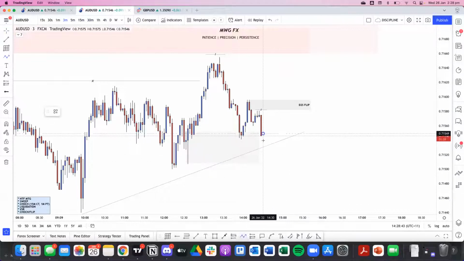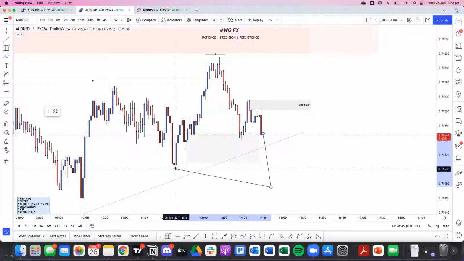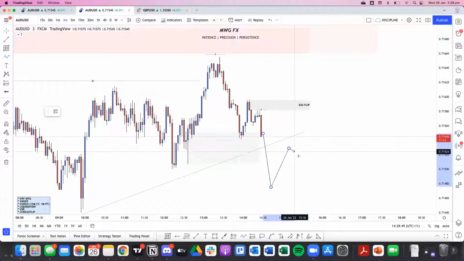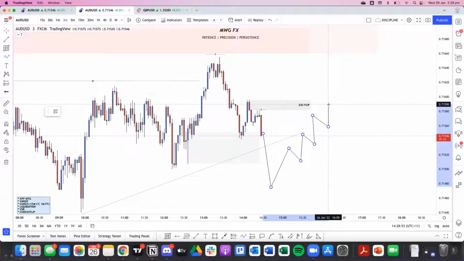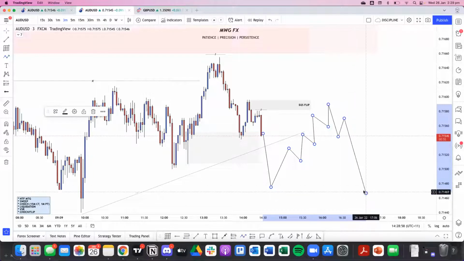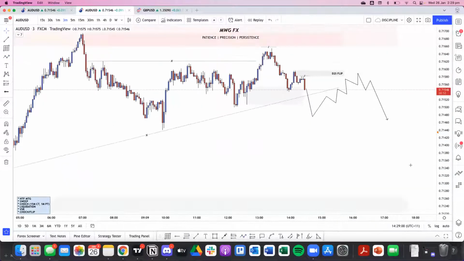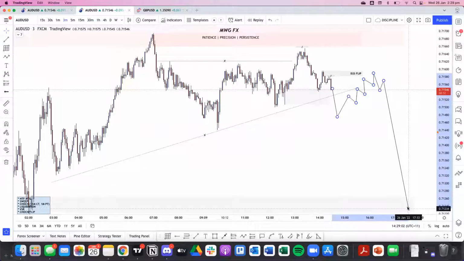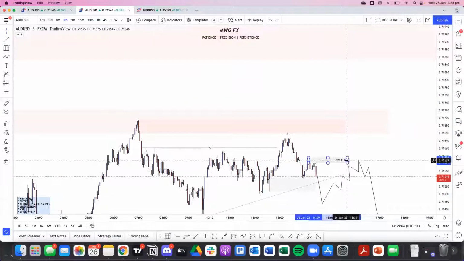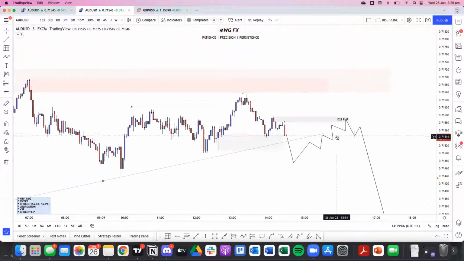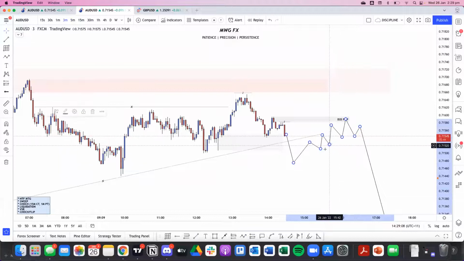Want to see price break below and create a chock. So we've swept the liquidity there, we've chocked below. Want to see price correctively coming back up to this zone, and then a strong tap in and a chock down, and price returning all the way to demand. Very wonky arrows there, but you get what I mean.